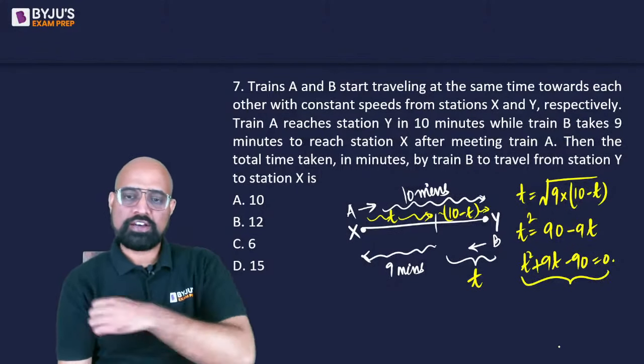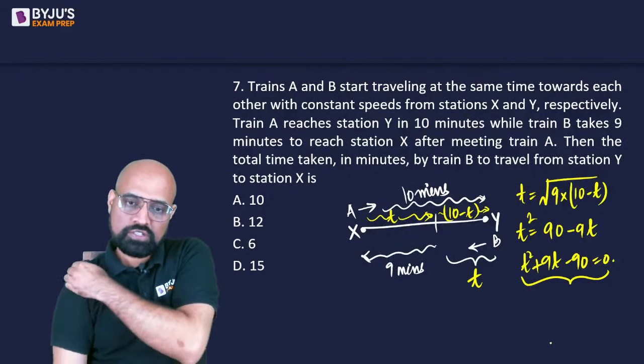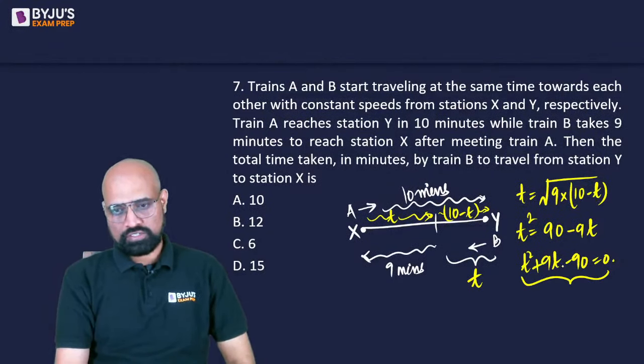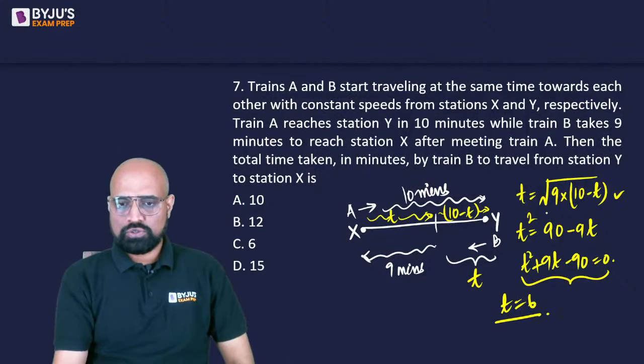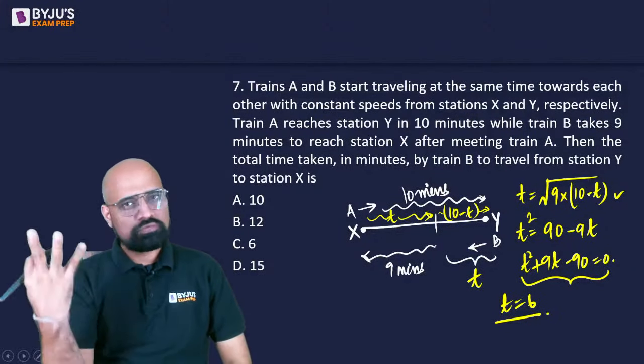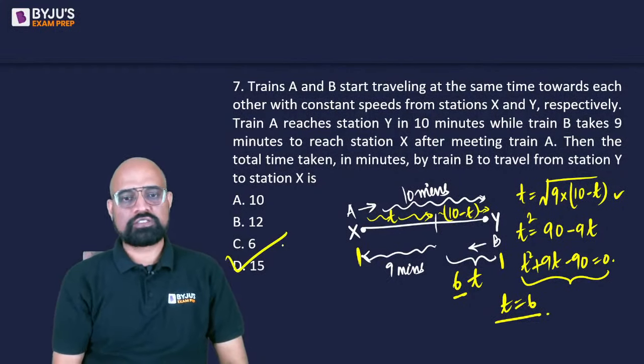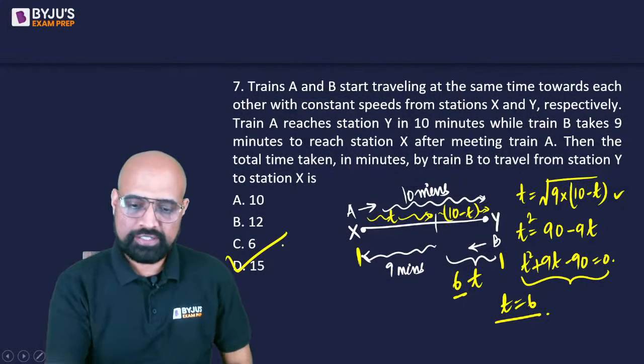If we have to solve this, let's just put it here. If I take t is equal to 6 here, I'll get my answer, right? If t is 6, then 36 is equal to 9 into 4. Makes sense. So this is 6 minutes. So B takes a total of 9 plus 6, 15 minutes, right?